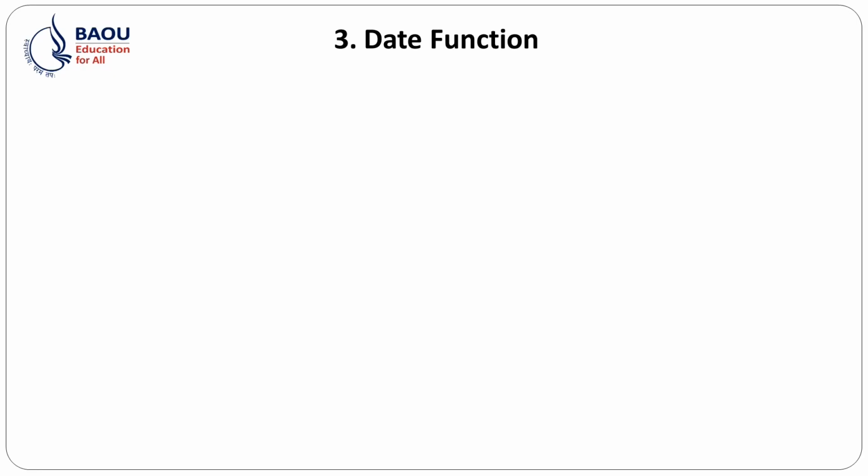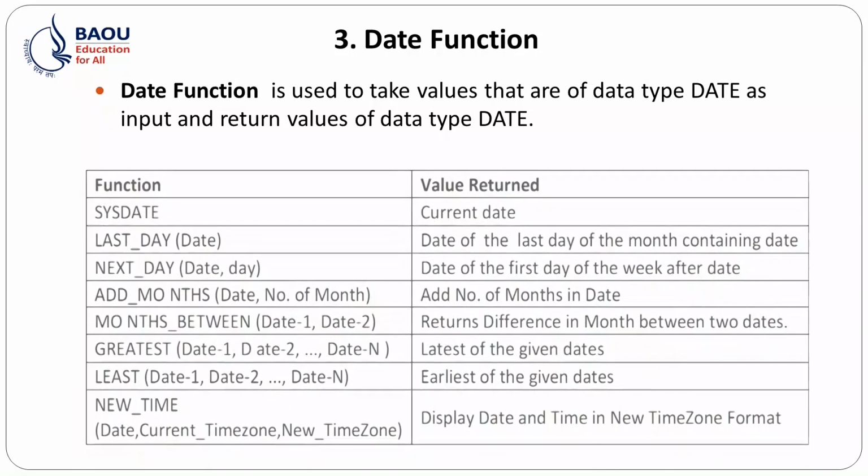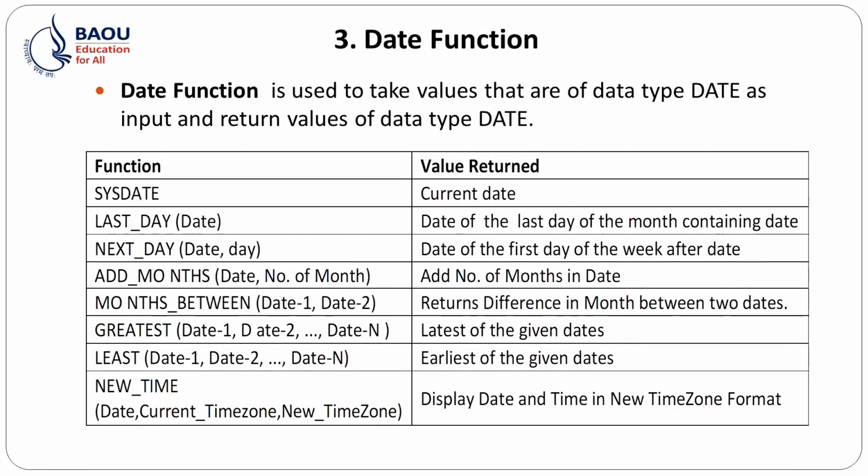Now the next is the date function. A date function takes values of the date data type as the input and returns a value of the date data type. The first one is SYSDATE. It is used to display the current date. LAST_DAY is used to display the date of the last day of the month containing the date.